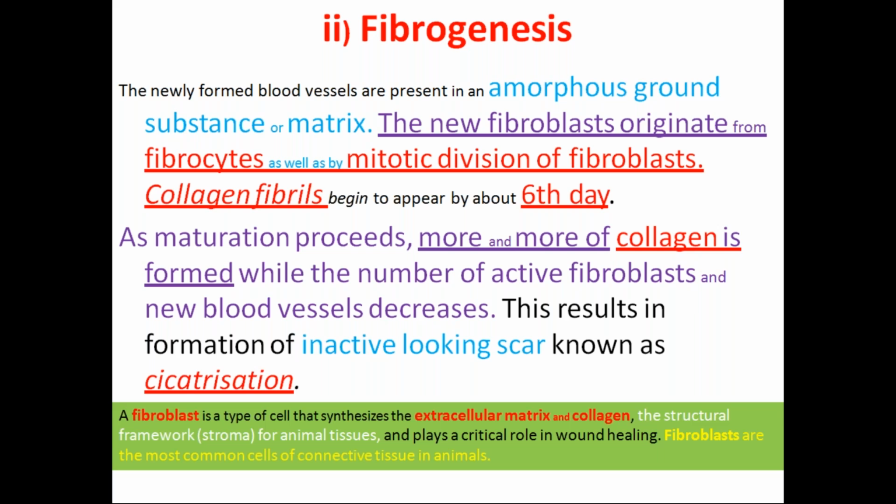A fibroblast is a type of cell that synthesizes the extracellular matrix and collagen and the structural framework stroma for animal tissues and plays a critical role in wound healing. Fibroblasts are the most common cells of connective tissue in animals.